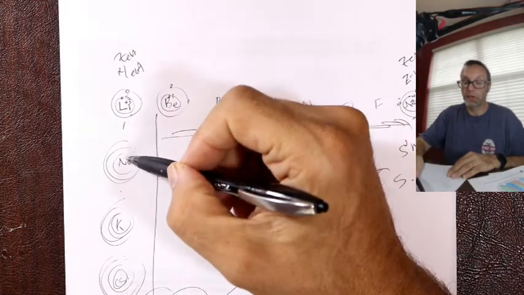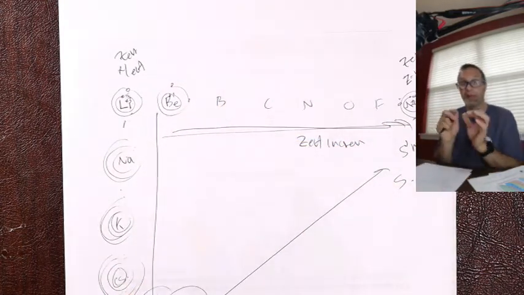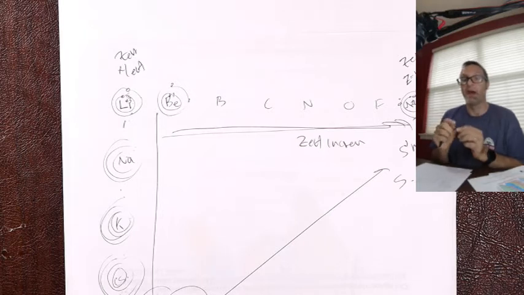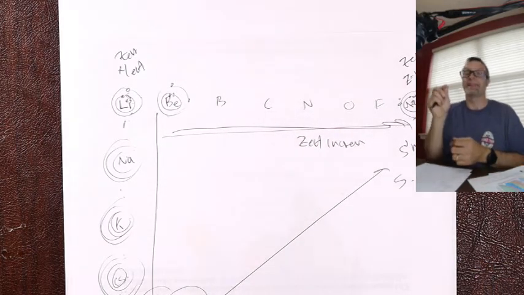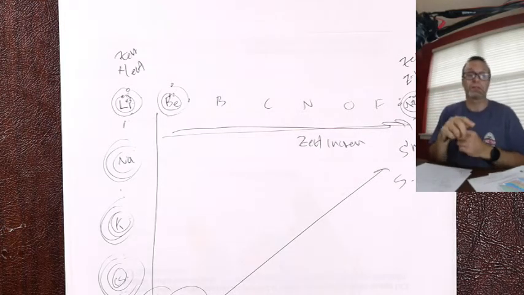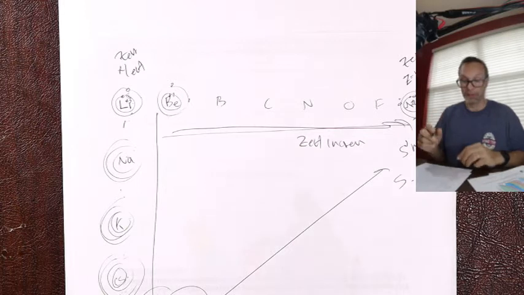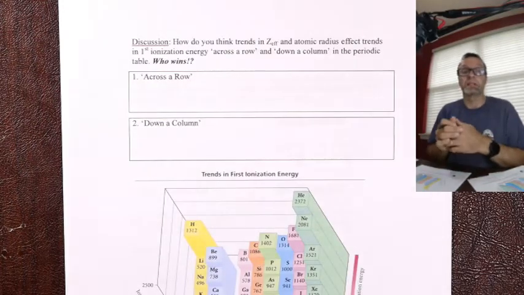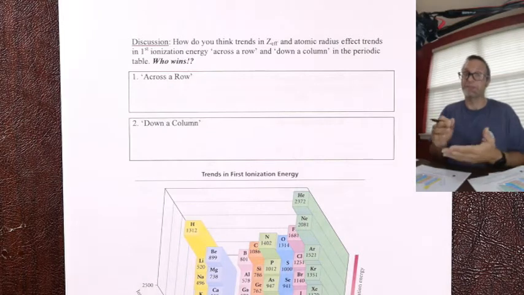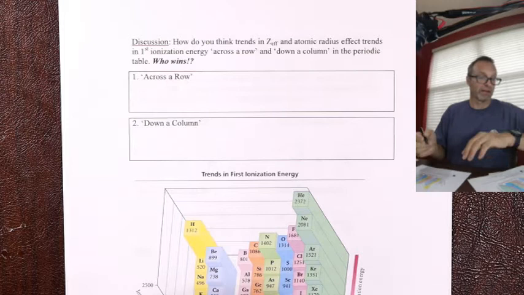So as I go down a column, valence electrons, although held by the same effective nuclear charge, are further from the center. So that means they're less strongly held. If they're less strongly held, they're more easily removed, so the first ionization goes down. So down a column, the first ionization will decrease because valence electrons are easy to remove because they're further from the nucleus.